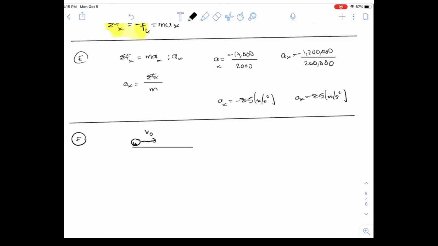And within this distance, it'll come to a complete stop. Final speed is going to be 0 within this distance. And it's going to have a constant acceleration.